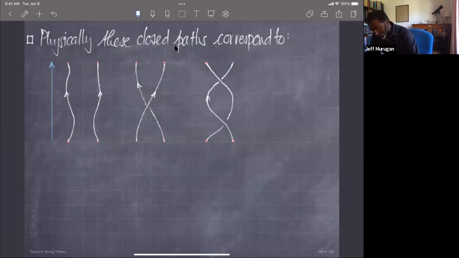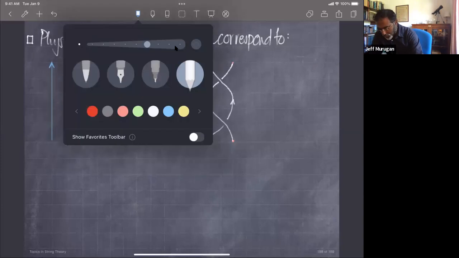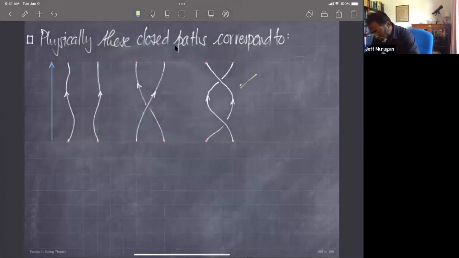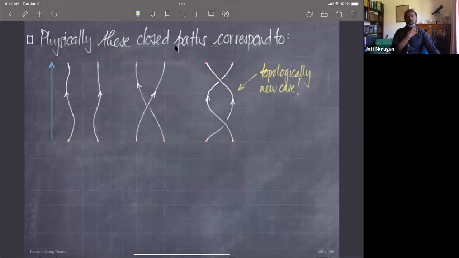In 2 dimensions, these are all different trajectories. So the first two are the 2-dimensional analogs of what we found in 3 dimensions already. But the third one is not a permutation of the particles and topologically distinct from the other two. So this is a topologically new path. Okay.